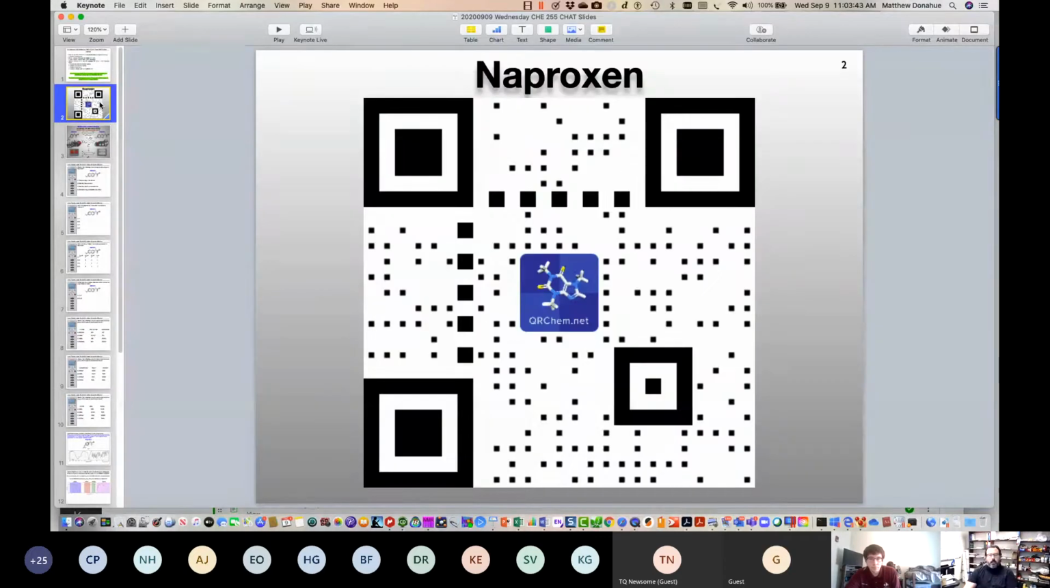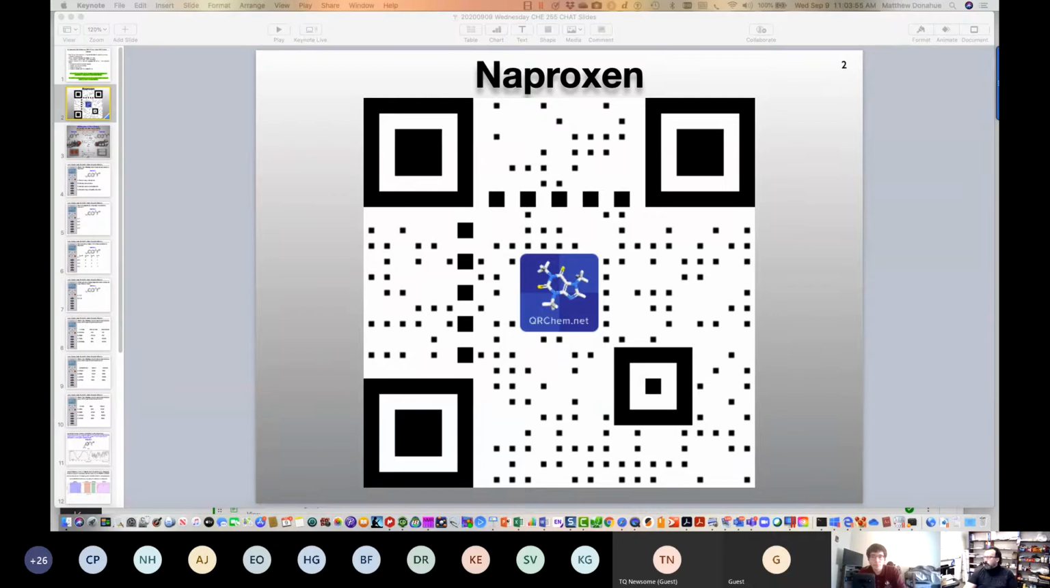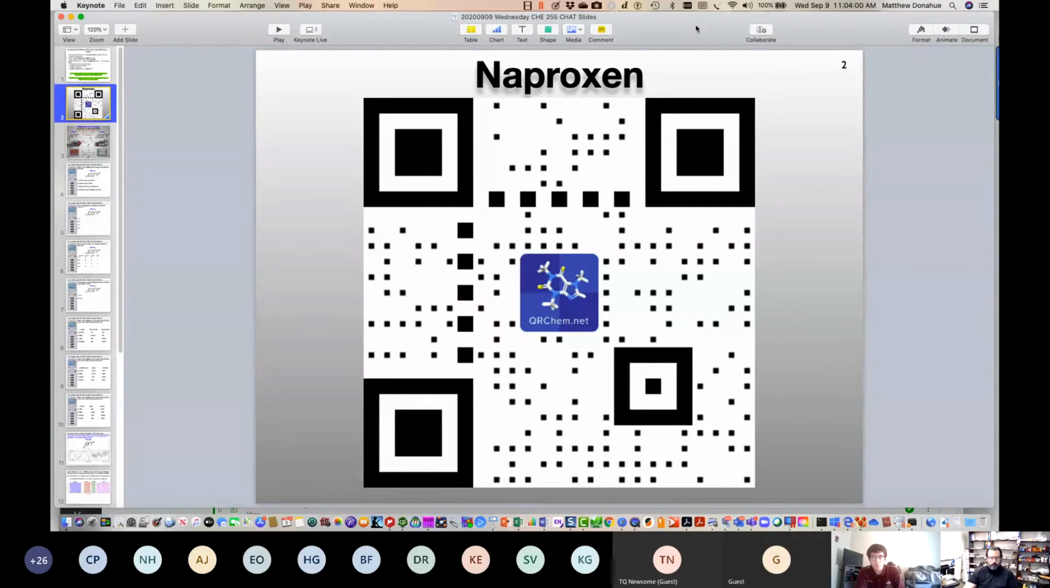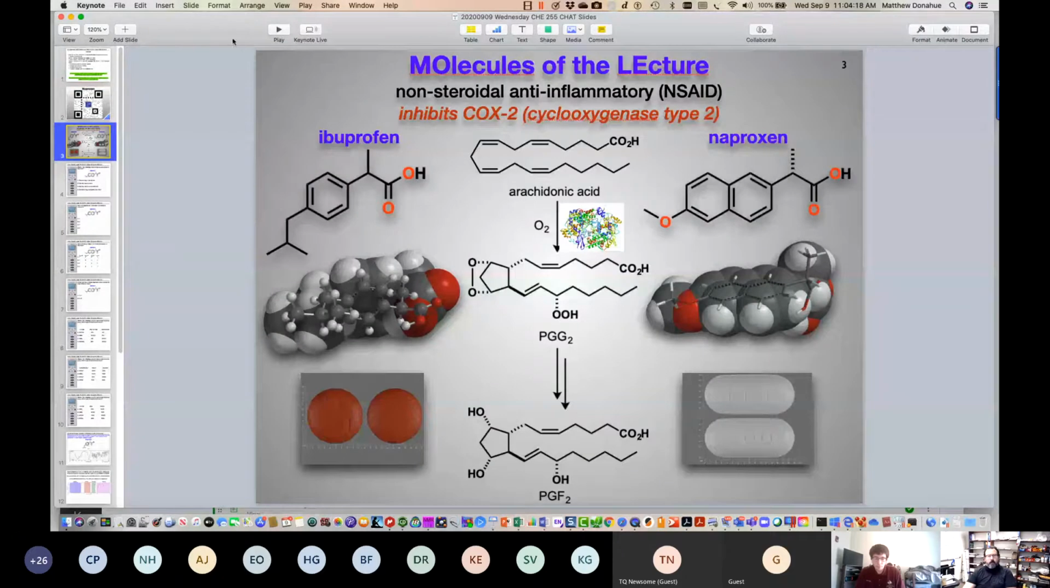Here's a QR code for naproxen. Why don't you get your phone out and take a picture of that? That's going to bring up the molecule called naproxen. Here's a slide with naproxen on it.